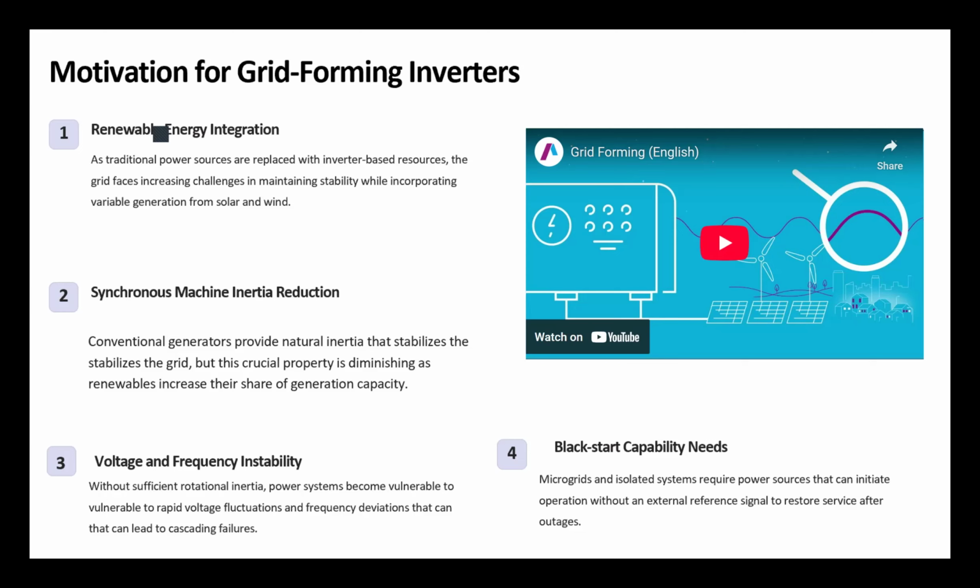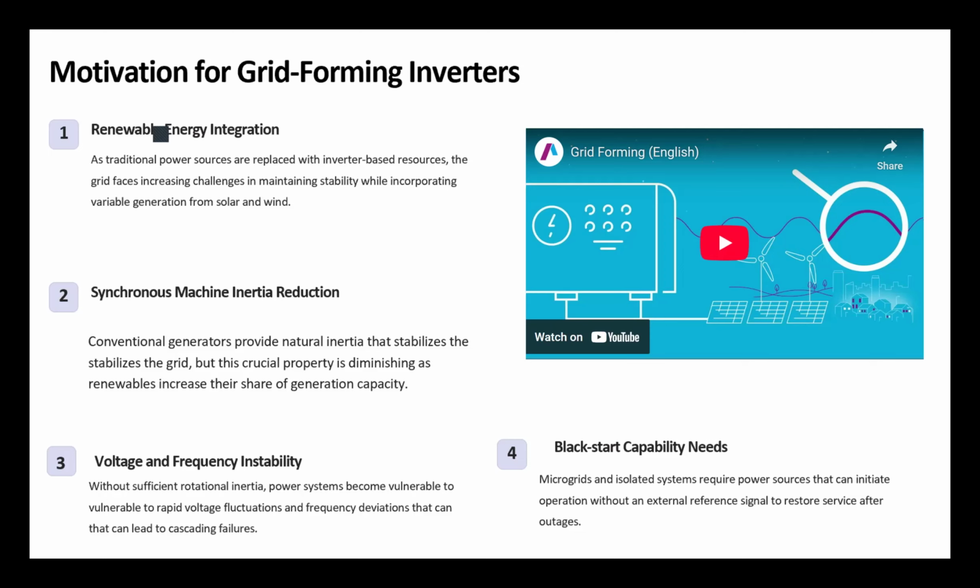So depending on a grid, in a weak grid scenario, when there is a huge fault or a huge variation in our grid system, it would severely affect the performance of all the grid following inverters that are connected to that grid. Is that clear? Now, the fourth one is the black start capability.